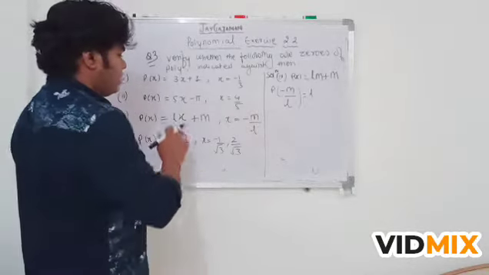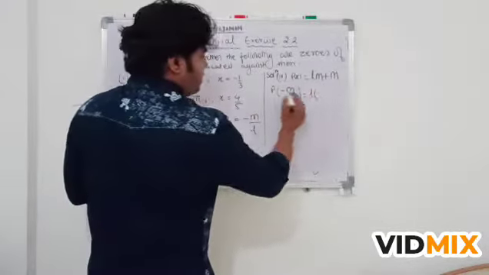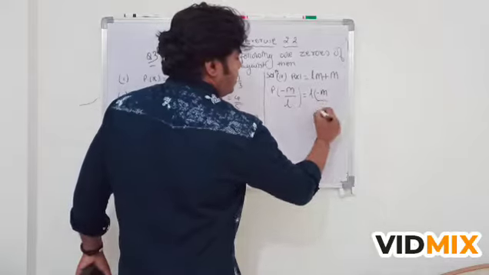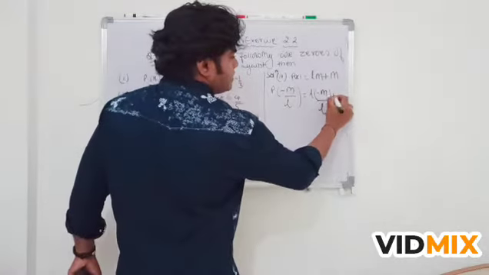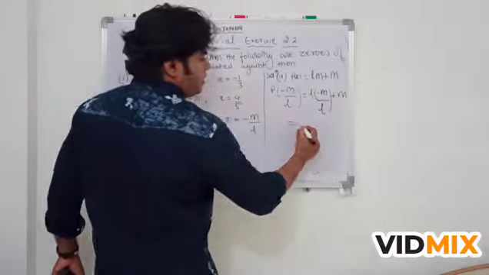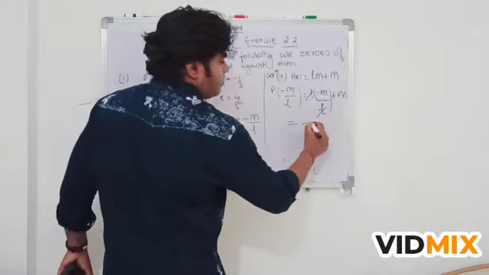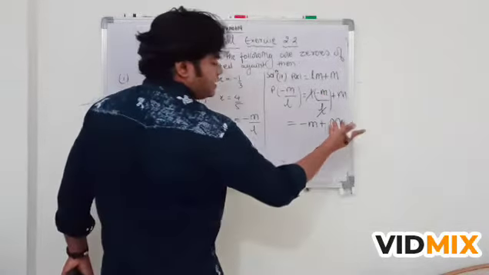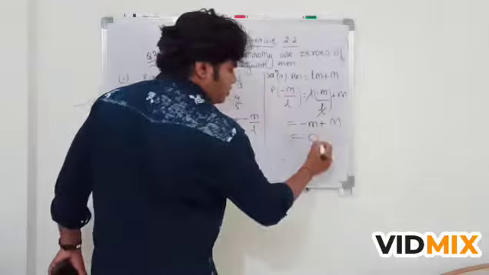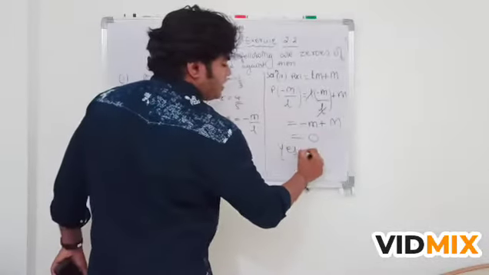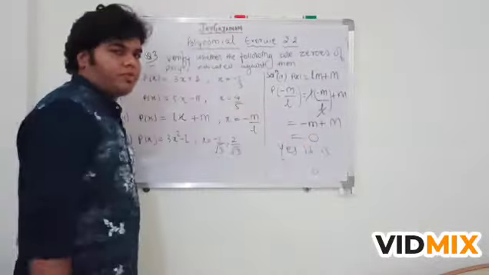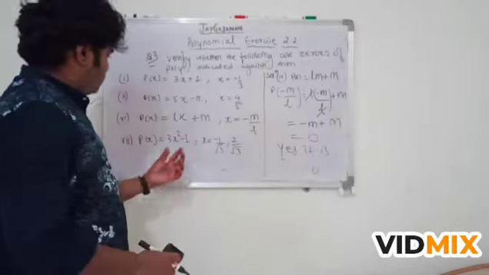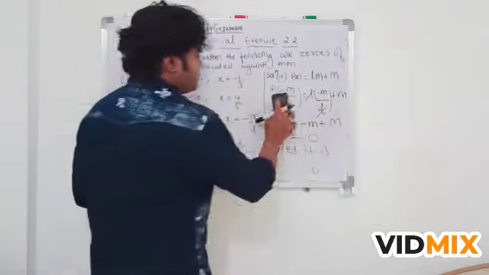Anyways, now instead of x what will we write? We will write minus m upon l, times l, plus m. Simple. L gets cancelled. Minus m plus m is left. Minus m plus m is 0. This is 0. Yes, it is 0 of polynomial. Alright, so let's go for the last question.